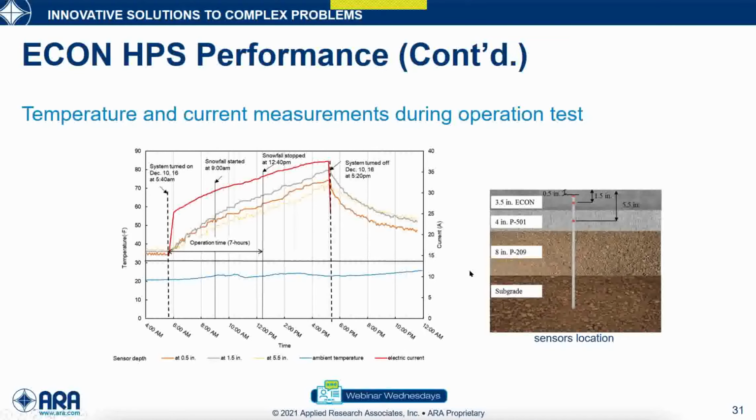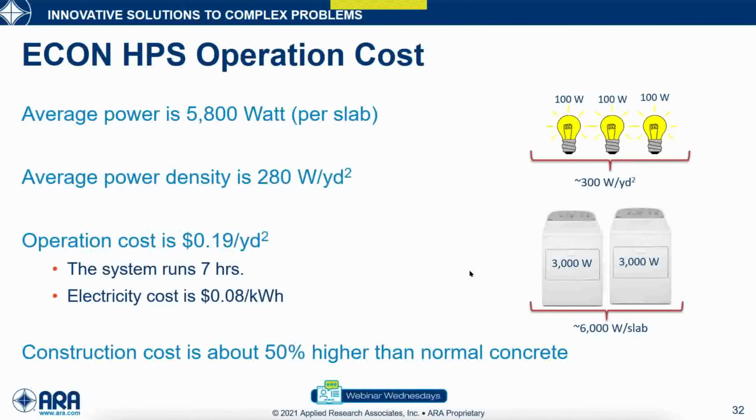So from this figure, we were able to calculate the operation cost. If you are wondering how much the operation is going to cost, from the sensors that we instrumented, we extracted all the data, and finally we came up with the power that you need for each slab. The size of the slab is 15 by 13 feet. So you need about 5,800 watt for each slab. And if you divide it by the area, it's about 280 watt per square yard.